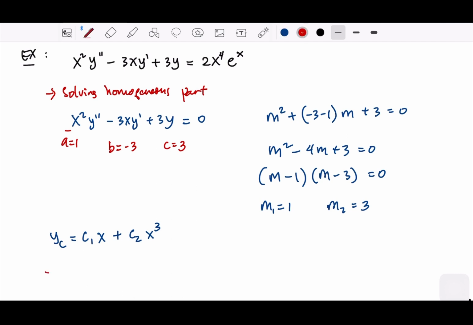Okay, now we solve the non-homogeneous with the help of our yp. So we need to construct our yp, the particular solution, so that we can combine this yp and yc to make our general solution. If we want to use another method, for example, the variation of parameters, the important thing is we need to look at the structure first. Remember, when you have the variation of parameters, this x squared is not in here, right? We need to have the clean y double prime only. So we need to divide all with x squared.